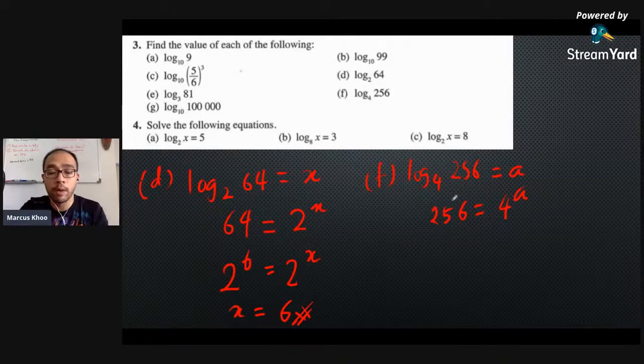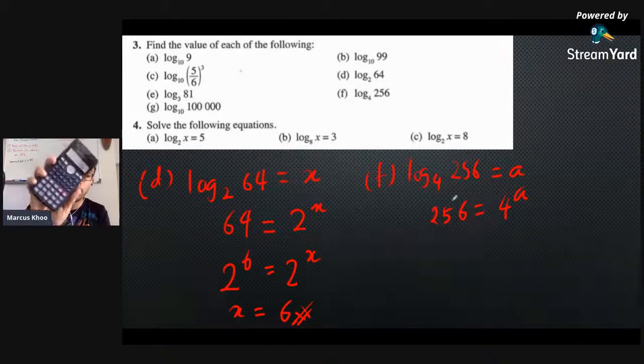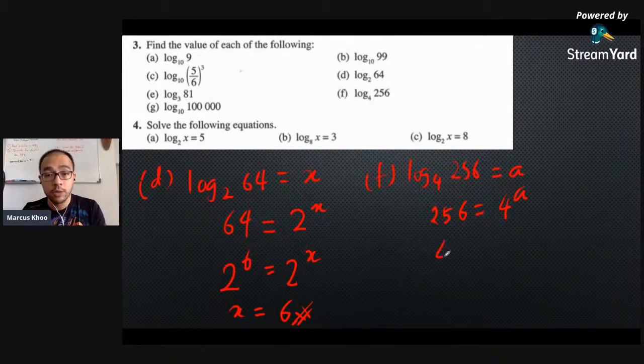I know 4 to the power of 2 is 16, so that's not it. How about 4 to the power of 3, 64. 4 to the power of 4, 256. Okay, so once you get 4 to the power of 4, you change this 256 to 4 to the power of 4 equals 4 to the power of A. Therefore, A equals 4.